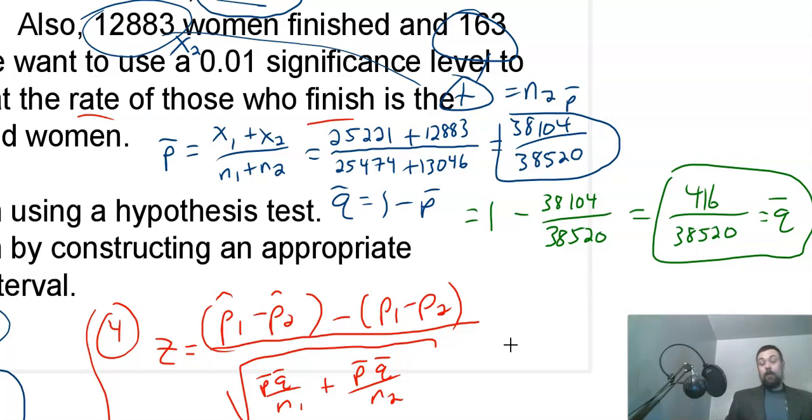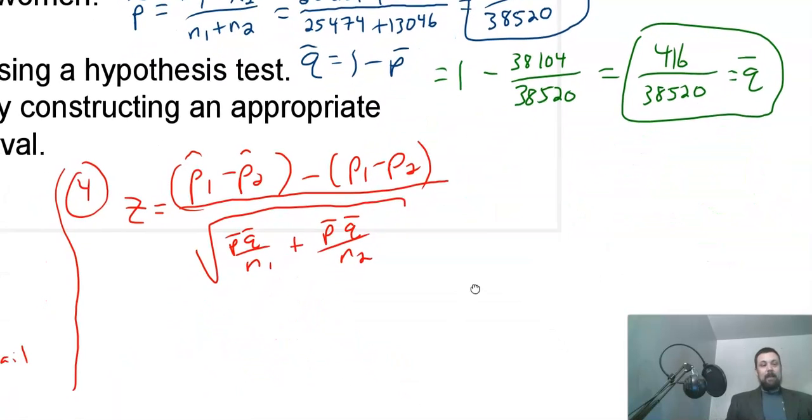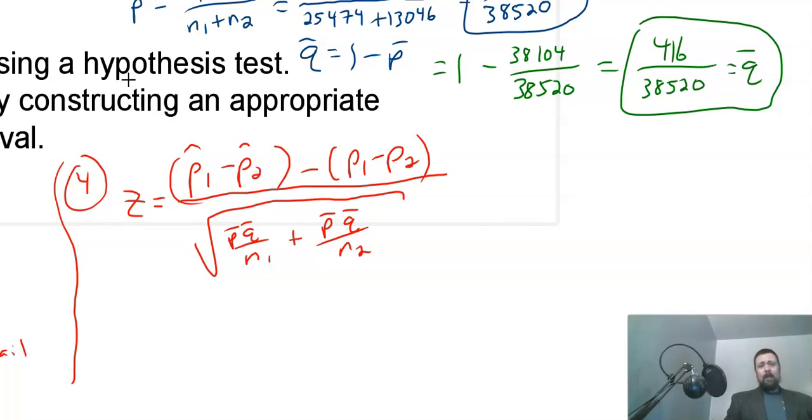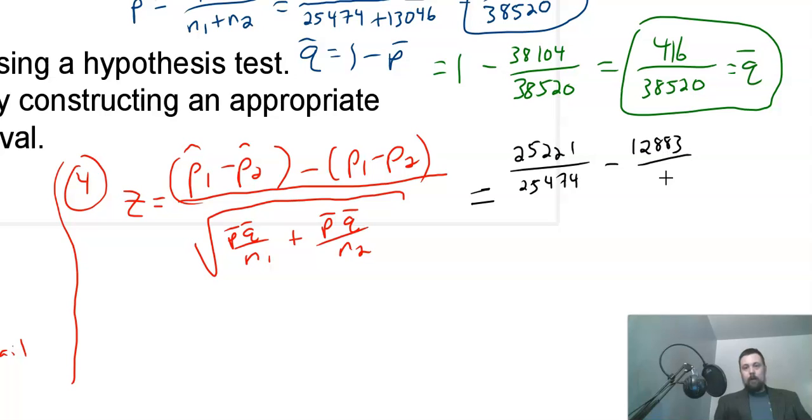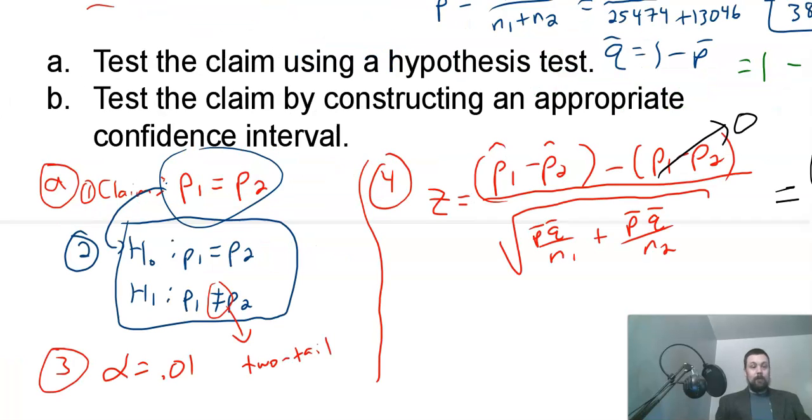So now I think we have everything that we need. So I need room to actually plug it into the formula. I would like to keep all the numbers on the screen at the same time, but everything's all over the place, so I'm just going to try to remember these numbers the best I can. So P1 hat was 25,221 over 25,474 minus P2 hat, which is 12,883 over 13,046. I forgot to mention this, but this is just going to equal 0.